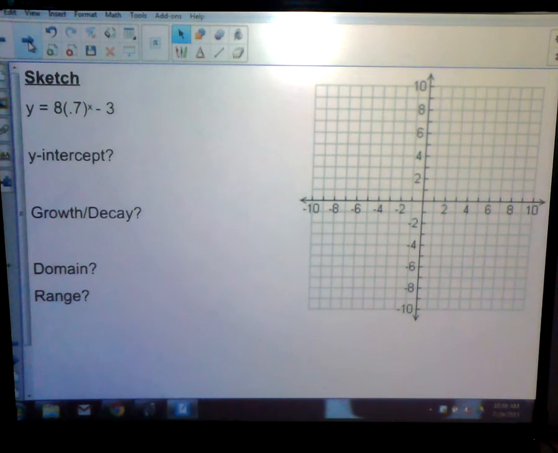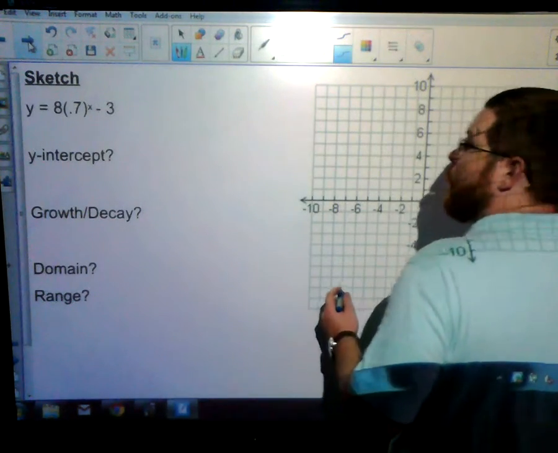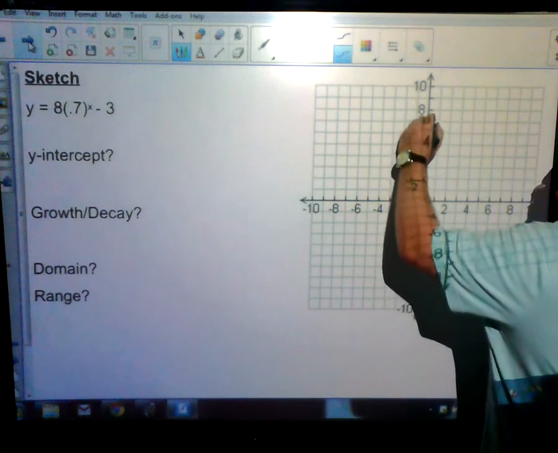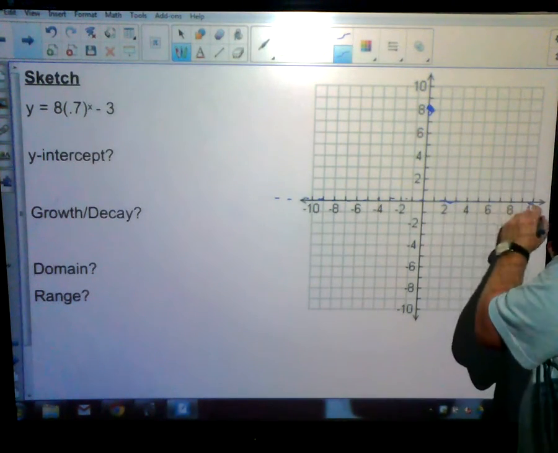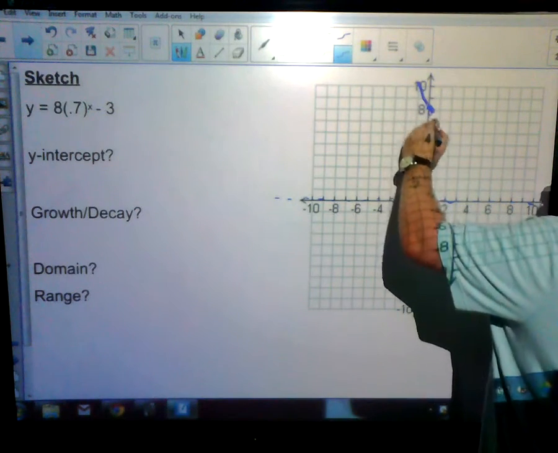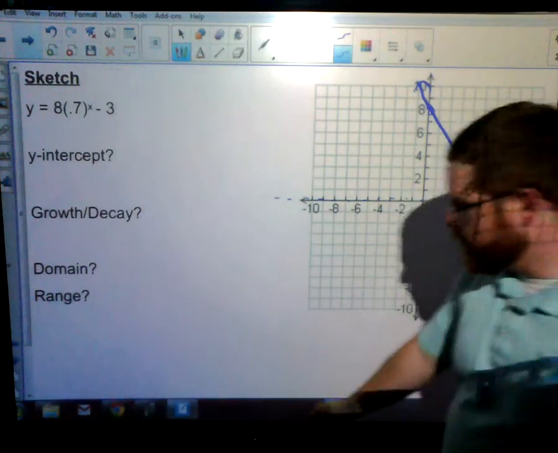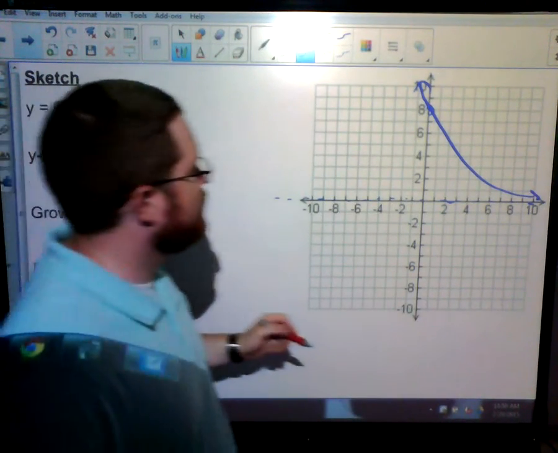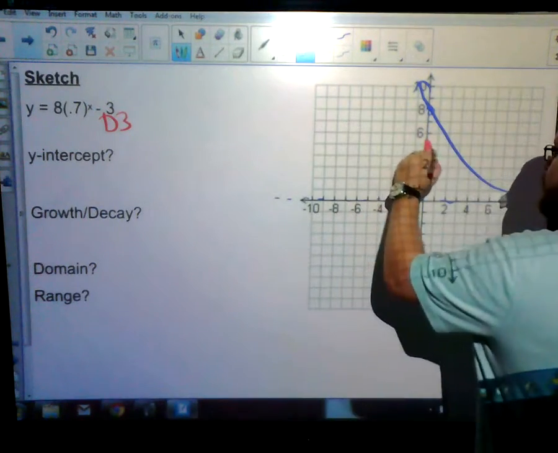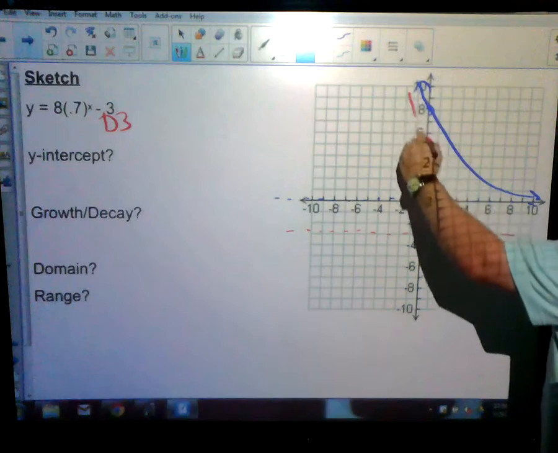Sketch this. I'm going to sketch the original graph. The original graph has a y-intercept at 8, an asymptote at 0, and it's 0.7, so it's decay. But what transformations have happened to this thing? It went down 3. So now my y-intercept is right here, my asymptote is down 3, and this is my new graph.